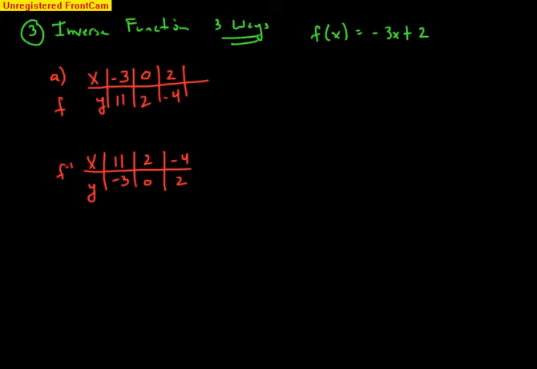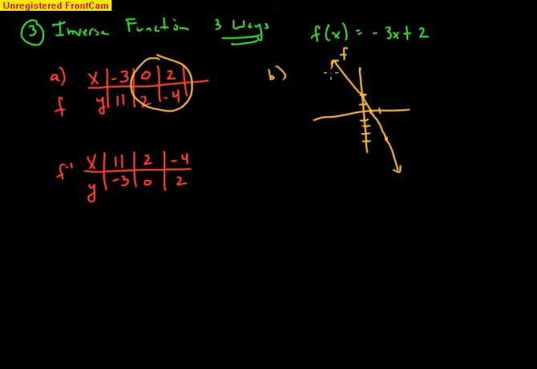Okay, second way, graph it. All right, so what I'm going to do, I'm going to take these 2 points, and I'm going to graph them. Just those 2 points because they're pretty simple. 0, 2, and 2, negative 4. Okay. And there's that line. This is f.